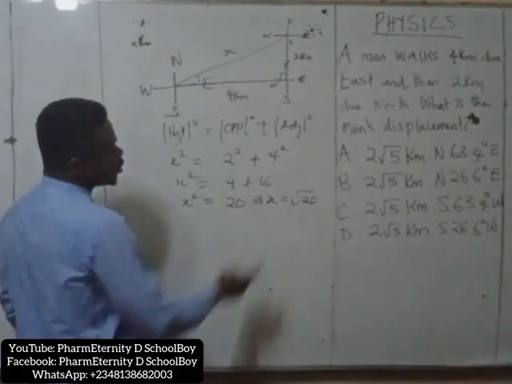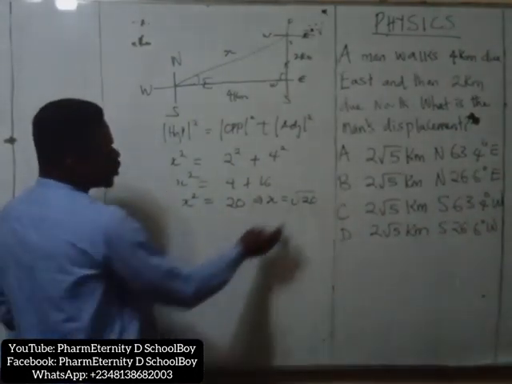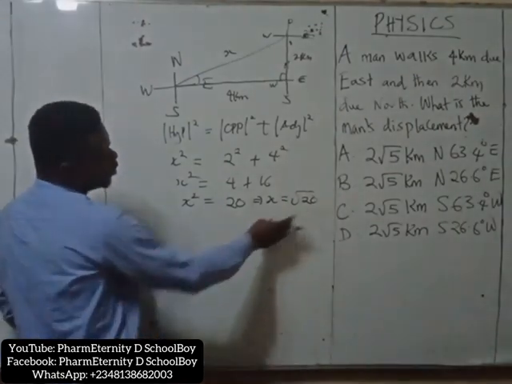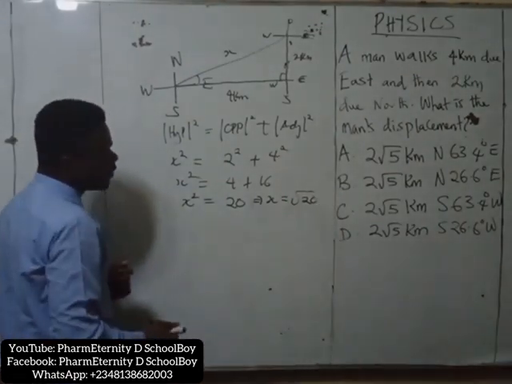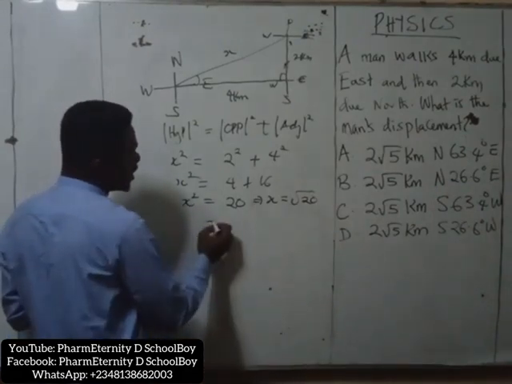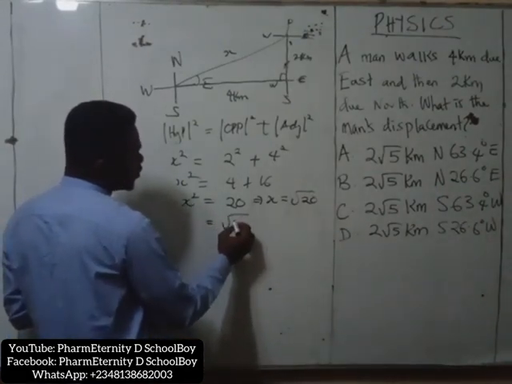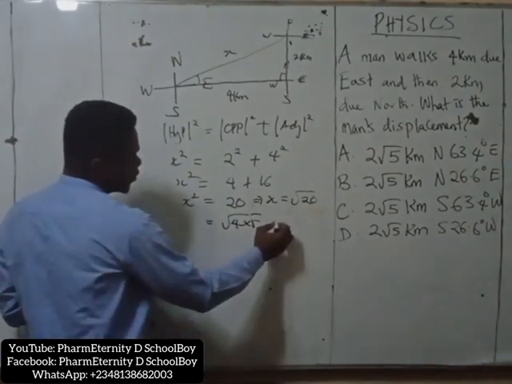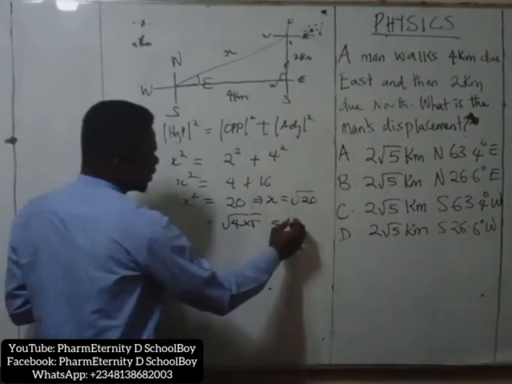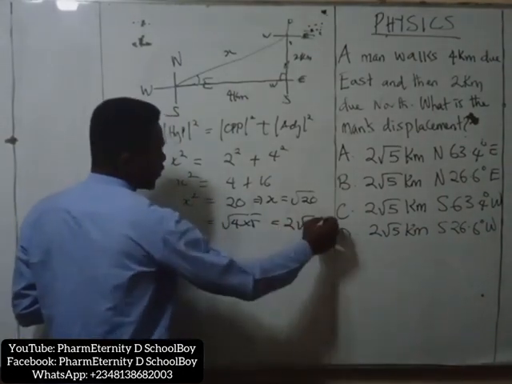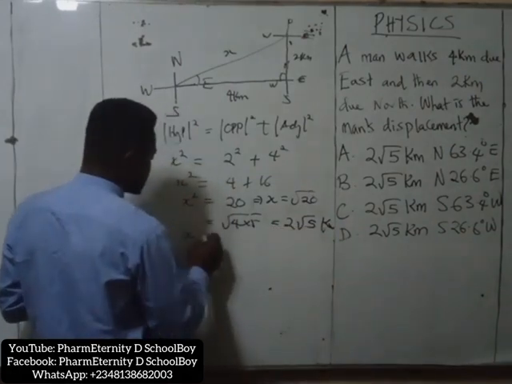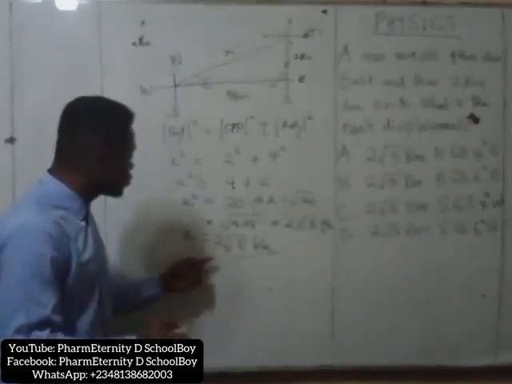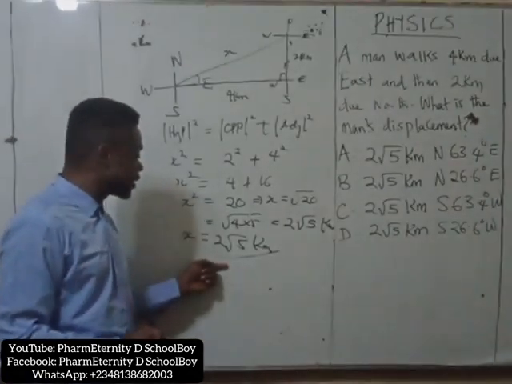X is now equal to what? Root 20. So for us to simplify this surd, root 20 is the same as saying root 4 times 5, which is the same as saying 2 root 5 kilometers. So x is 2 root 5 kilometers. So the magnitude of the displacement is what?